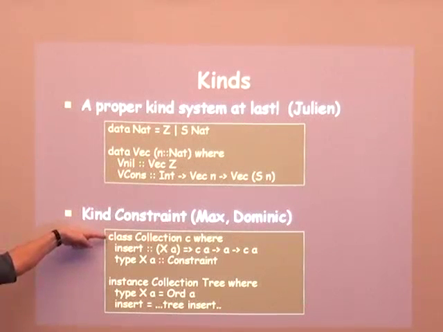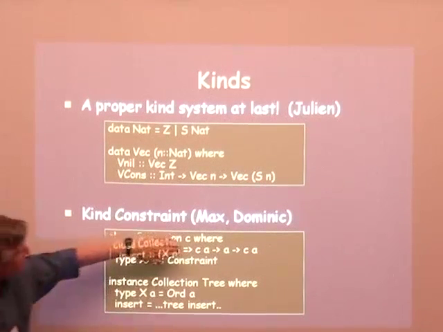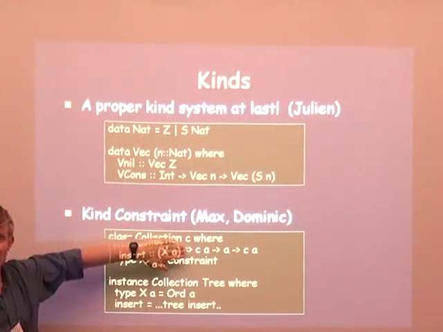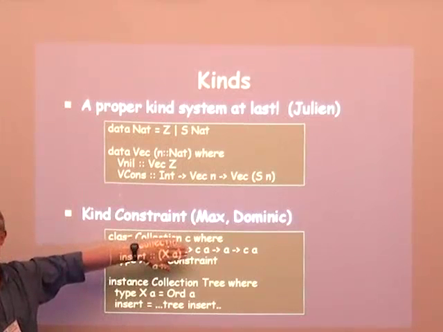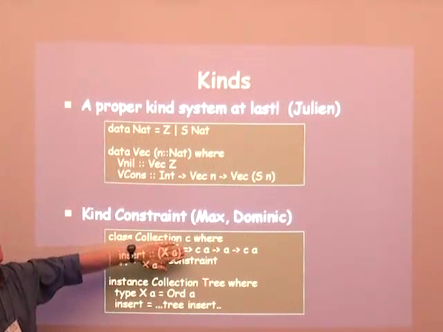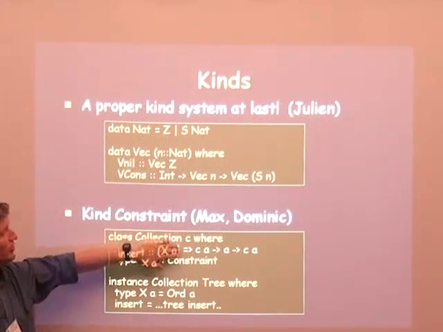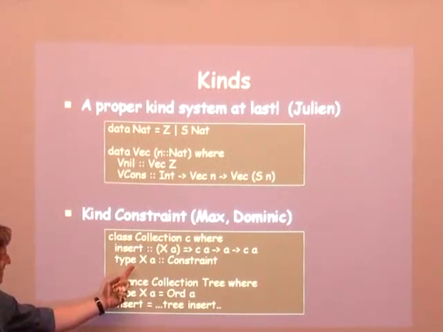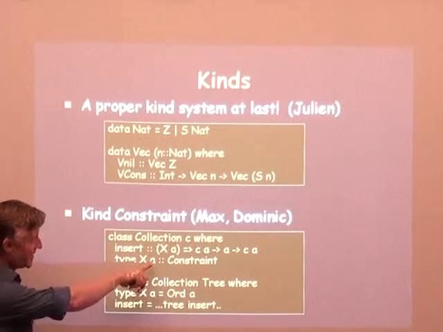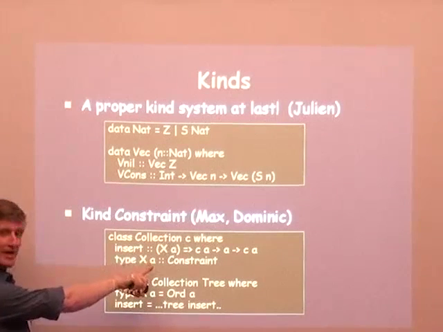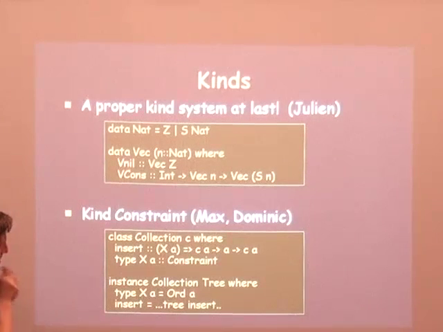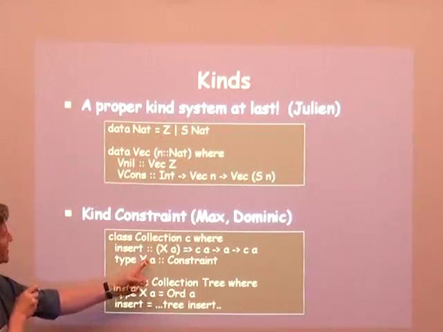We have a collection class like this. The insert method can't be completely polymorphic, right? C of A to A to C of A, because if you're inserting into a balanced tree, for example, you need Ord. If you're inserting into a hash table, you need Hashable. So we don't know what constraint we need, it depends on C. So obviously, it depends on C. Oh, damn. This is a C. That little closed object is a C. Or maybe it should be a C and an A. I think it needs a C and an A.